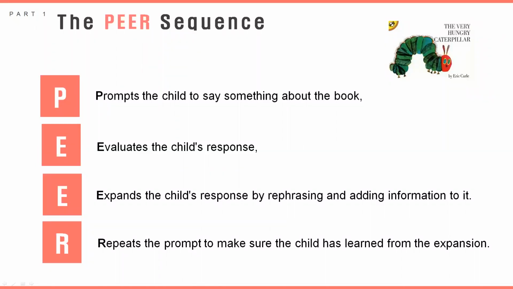So P refers to prompt the child to say something about the book, and E stands for evaluate the child's response and expand the child's response by rephrasing and adding more information to it. And R stands for repeat the prompt to make sure the child has learned something from the expansion.